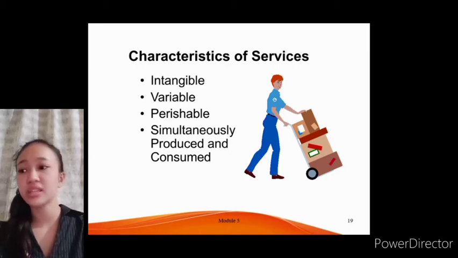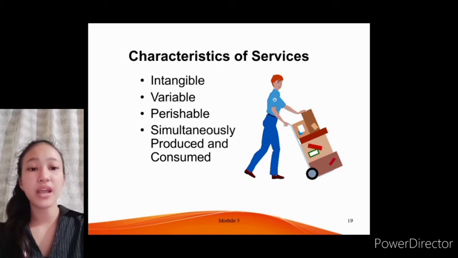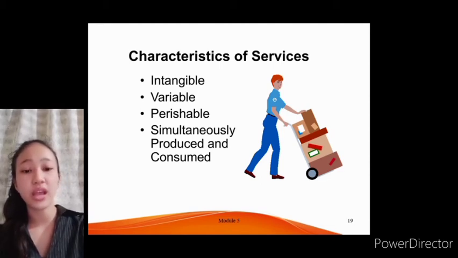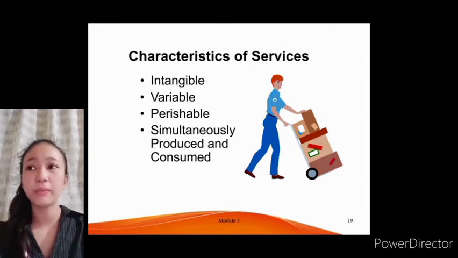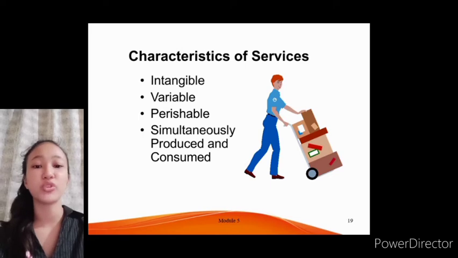Unlike products that are produced first, stored, and then sold. And most of the time, the service provider is present during the consumption. Example, the dentist, let's say you are getting braces. While the dentist was doing your braces, you availed and consumed his service during that time.